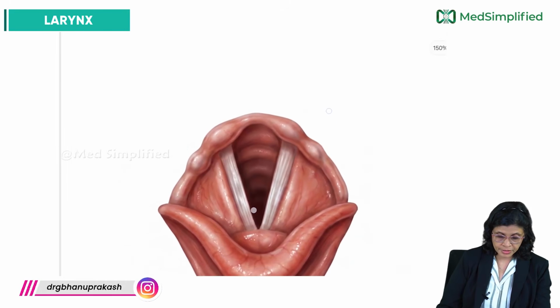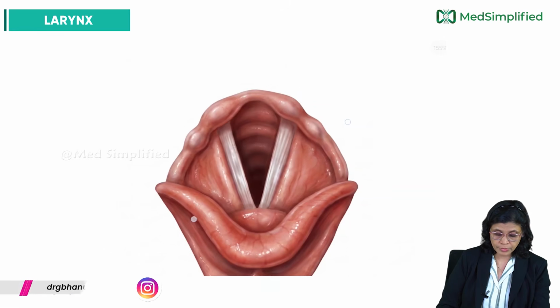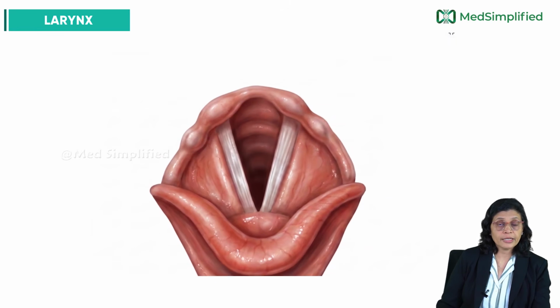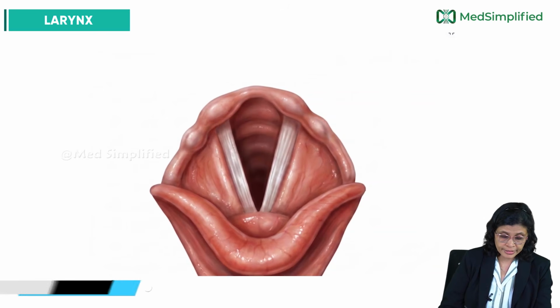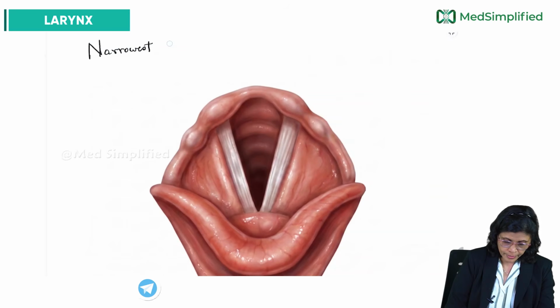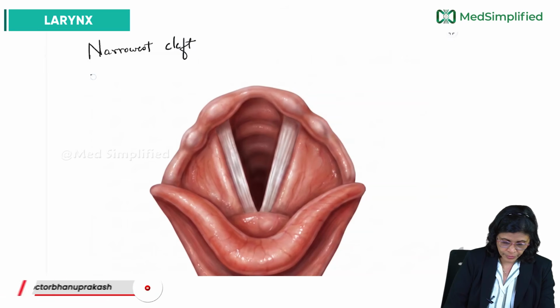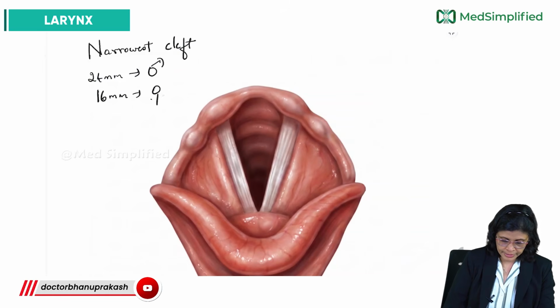So rima glottis. What is rima glottis now? Rima glottis is the space between the two vocal cords, isn't it? The two vocal folds basically. It is the narrowest anteroposterior cleft of the laryngeal cavity, and it is about 24 millimeters in adult males and about 16 millimeters in females.